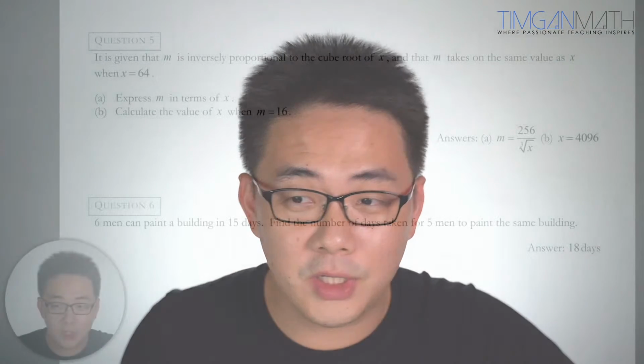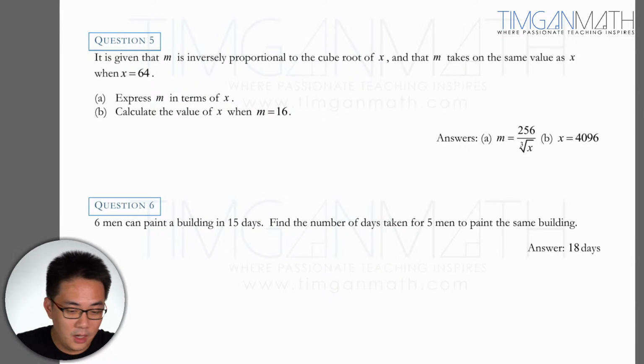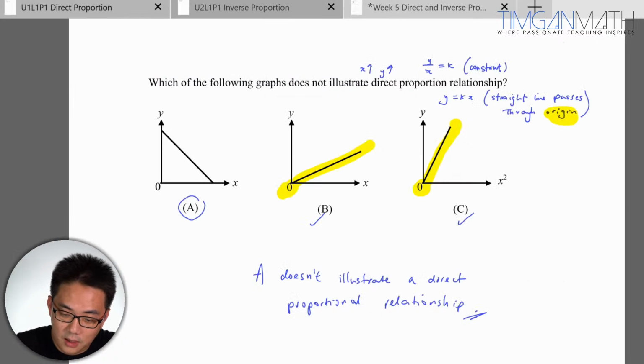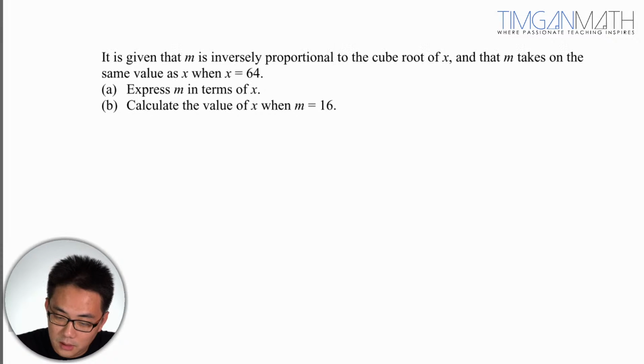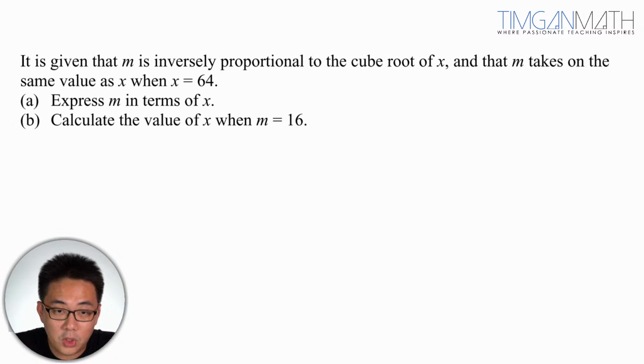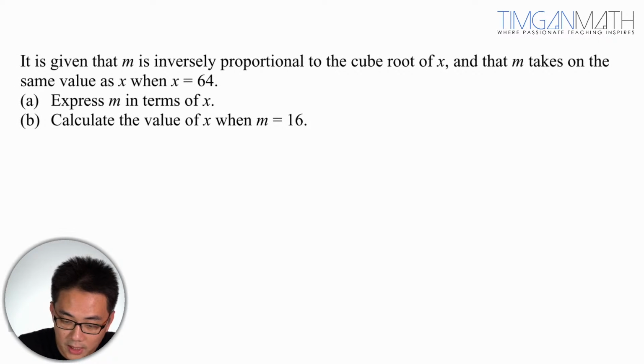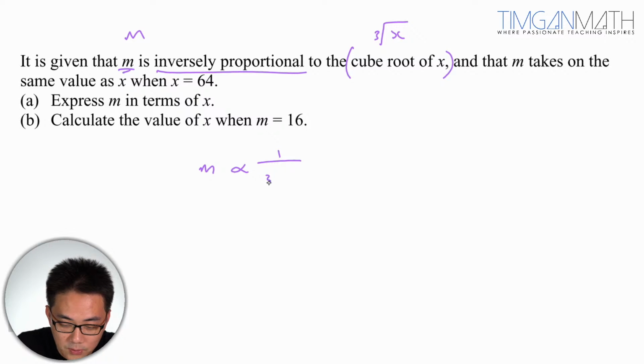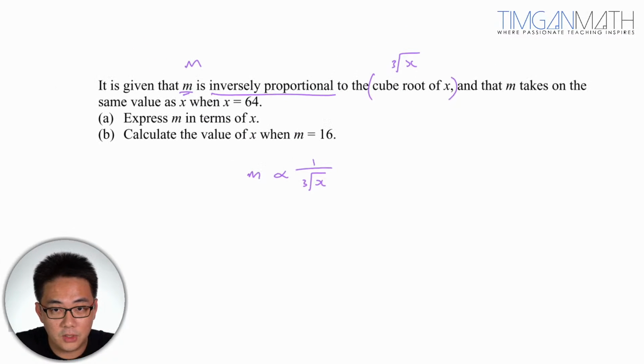Hi students, let's look at this question here, which is on inverse proportion. This question here is finding the equation, I believe. So let's see how we can do this. You're given that m is inversely proportional to the cube root of x. So inversely proportional will just mean m inversely, so you just put 1 over cubic root of x as such. Okay, and that m takes on the same values as x when x is 64.